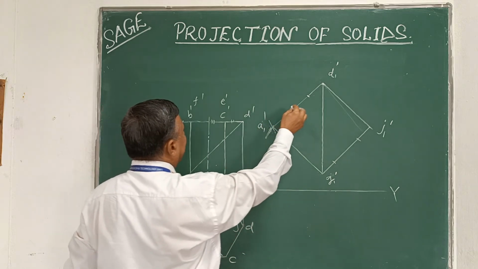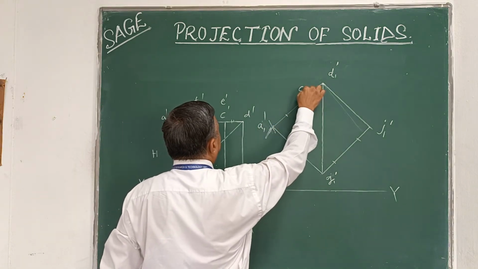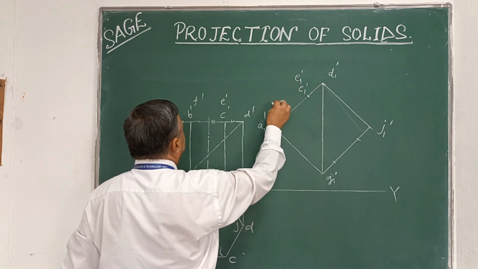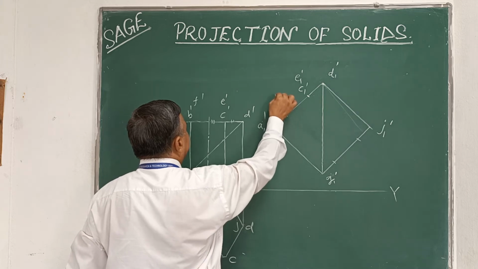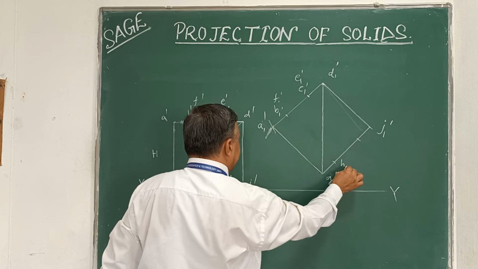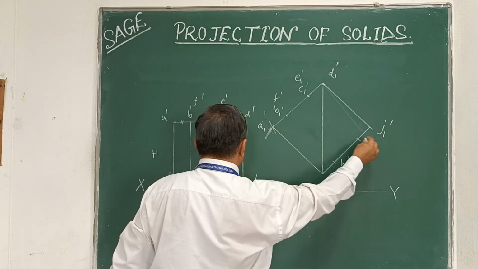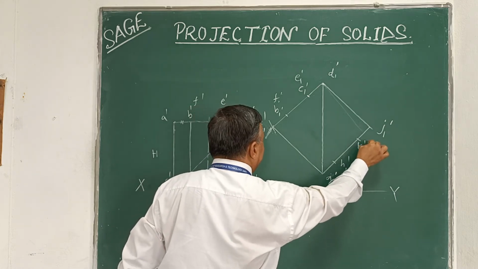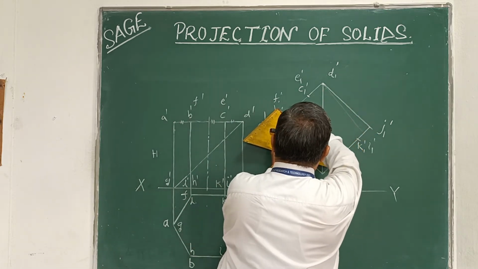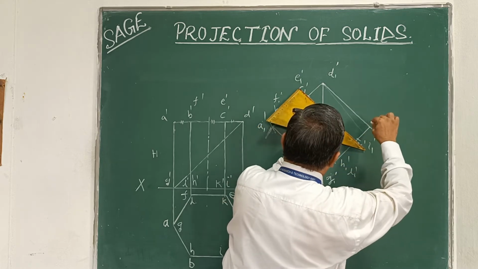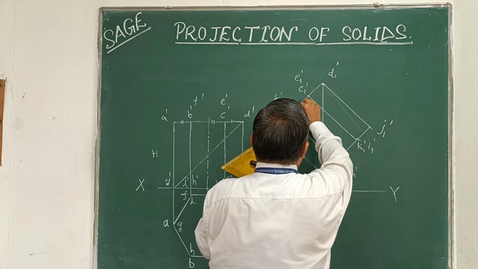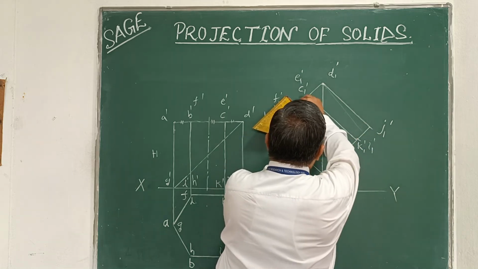So this point is C1 dash and E1 dash, and this point is B1 dash and F1 dash, like this. This point is H1 dash, L1 dash, and this point is K1 dash, I1 dash. Join these points. We can mark the axis also here.